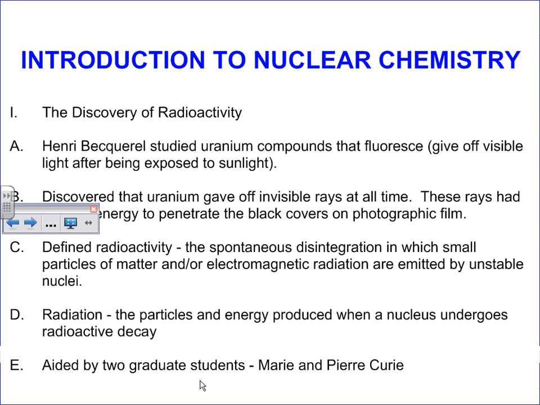Okay, here we have an introduction to nuclear chemistry, and I'd like to spend most of the time going over some examples. You can read through this, but knowing that Becquerel discovered radioactivity, he was aided with the help of Marie and Pierre Curie, and you should know the definition of radiation here, which is particles and energy produced when a nucleus undergoes radioactive decay, as well as radioactivity. It's the spontaneous disintegration in which small particles of matter or electromagnetic radiation are emitted by unstable nuclei.